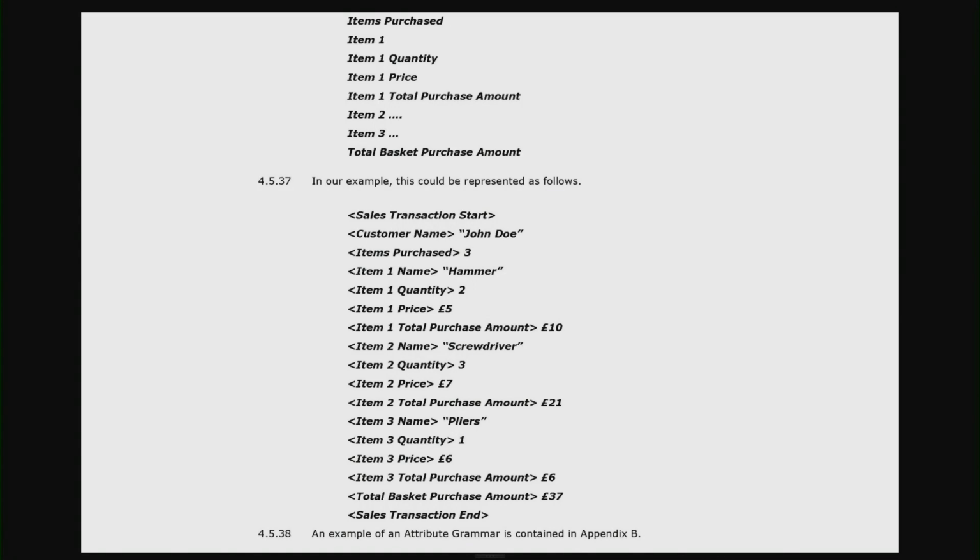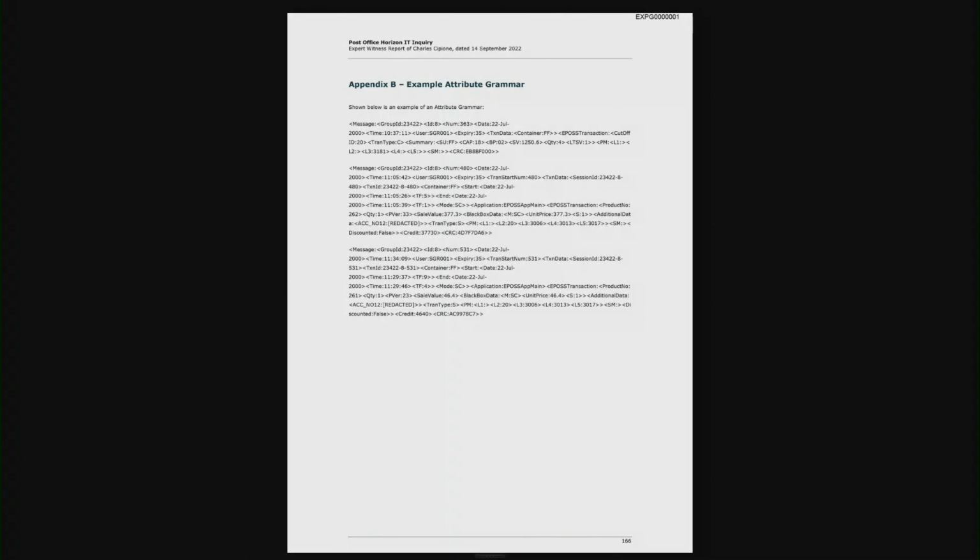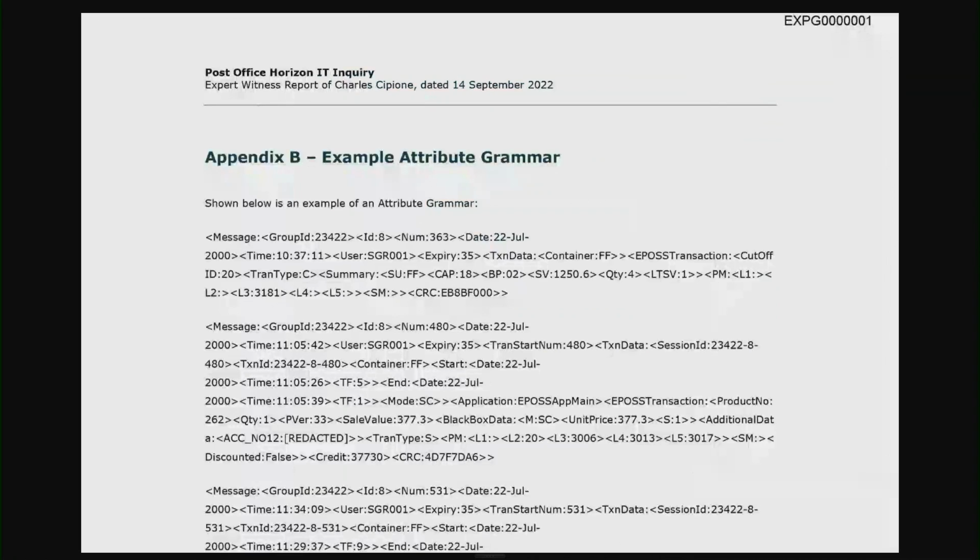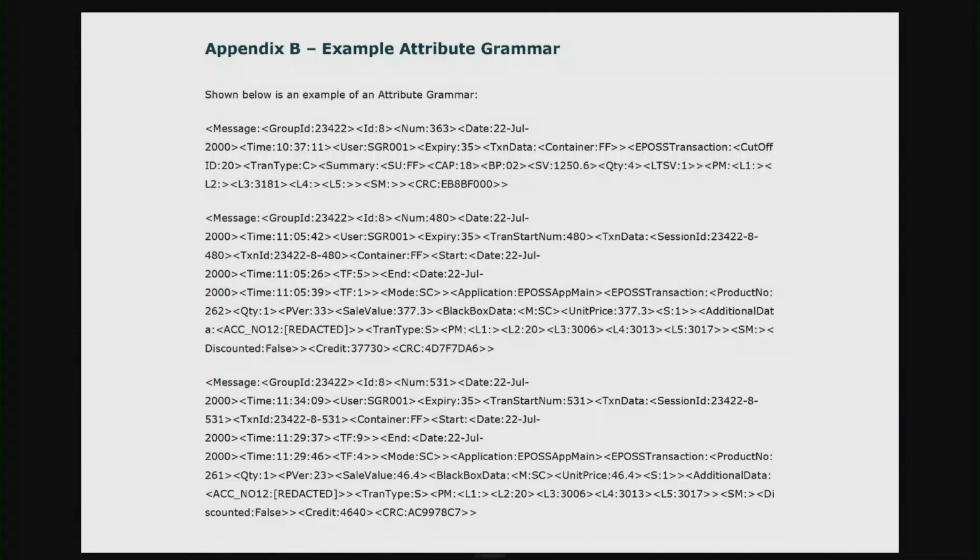Thank you. And can we go forward to page 166 of your report, please, which is Appendix B, 166. Thank you. Can we see here an example of attribute grammar actually written in code? Yes. This isn't, I think, the hammer, pliers, or screwdriver example.